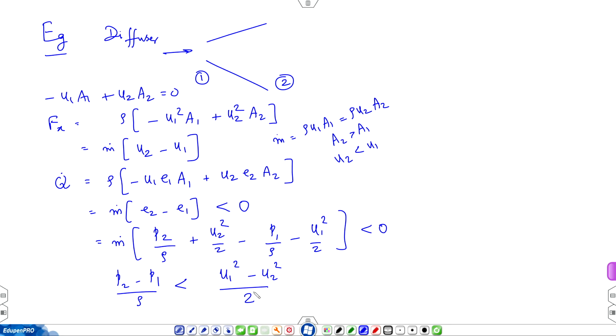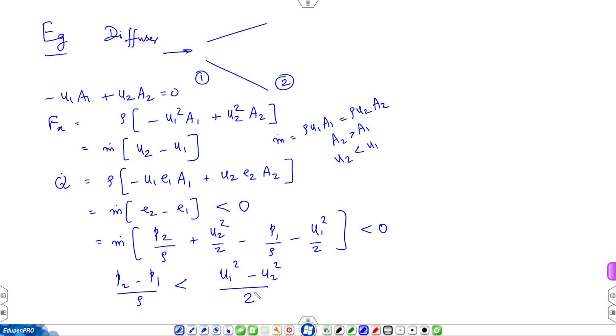So, the right hand side is not 0, but some positive quantity. That means P2 minus P1 can be positive in this geometry. What does it mean? Flow is from 1 to 2. So, as flow goes from 1 to 2, pressure can actually increase in this geometry depending on the area ratio. That means, depending on how much u1 exceeds u2. So, here is an example where flow is taking place in the direction of increasing pressure.